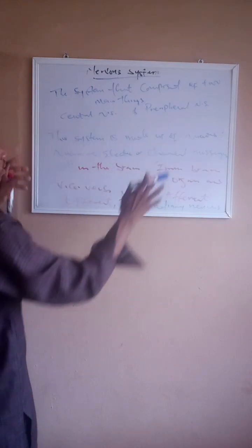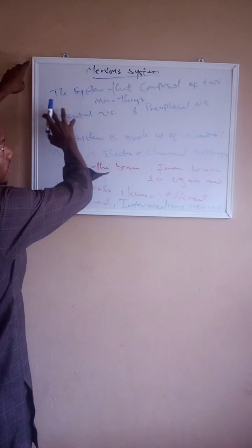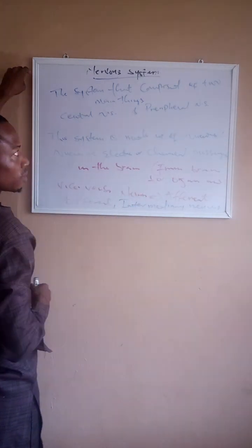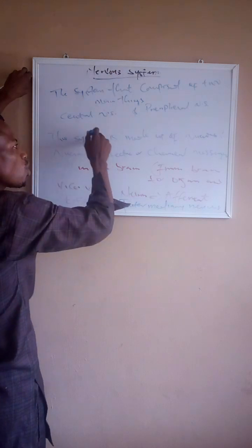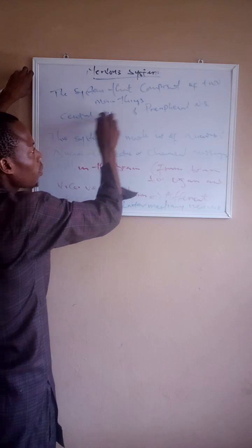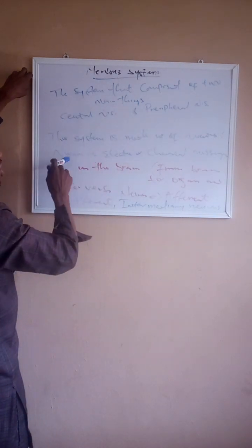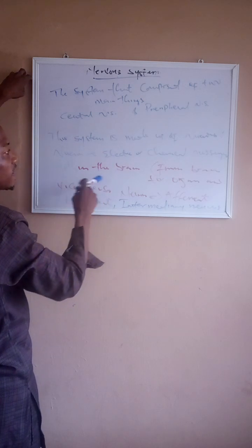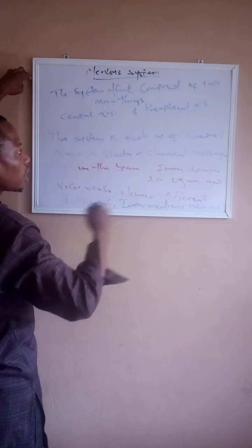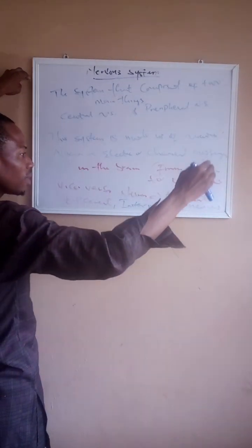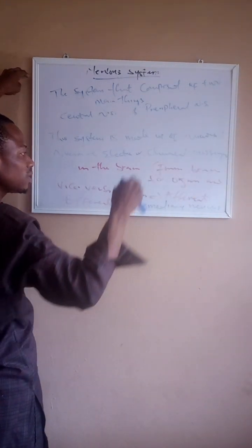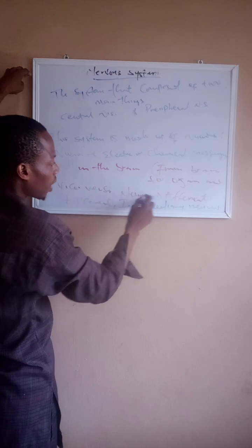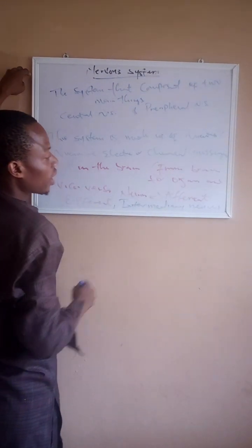Now back to what we said: the nervous system is basically composed of two main things. One, the central nervous system. Two, the peripheral nervous system. But this central nervous system is also made up of neurons. Neurons are electrical or chemical messengers within the brain system. They pass information back and forth, from the brain to the organs and back to the brain. That's the reason why we say we have different types of neurons: the afferent neuron, the efferent neuron, and the intermediary neuron.